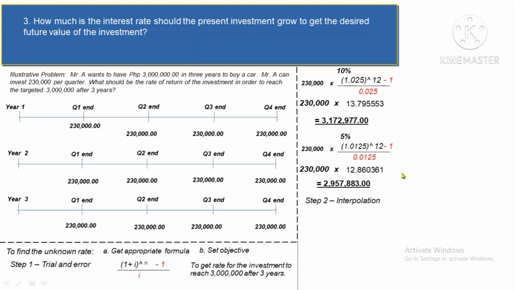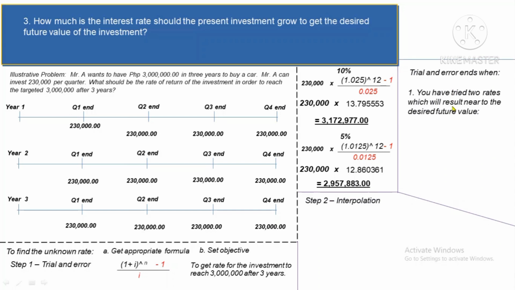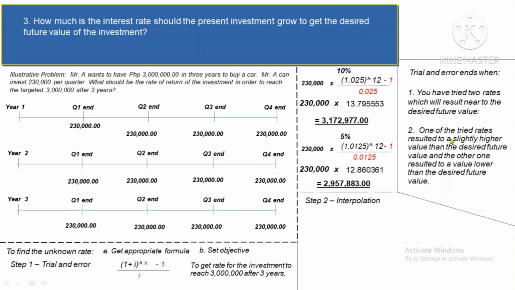So that's the end of the trial and error. Actually, you can try as many times as you like, but for the trial and error to end, remember to pick the two rates which will result nearest to the desired future value, which is in this case the 3 million. So just like these two tried rates. And number 2, you need to remember that it is much better for one of the trial rates to result in a slightly higher amount than what we are aiming for, just like this one, and the other trial rate should result in a slightly lower value than the desired future value, just like this one. So that's all for trial and error.